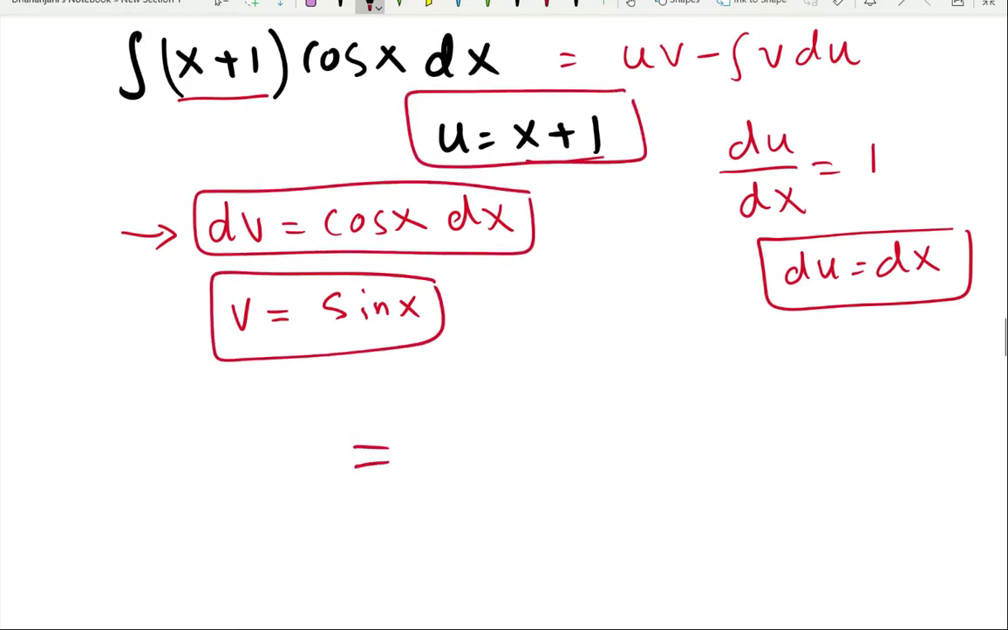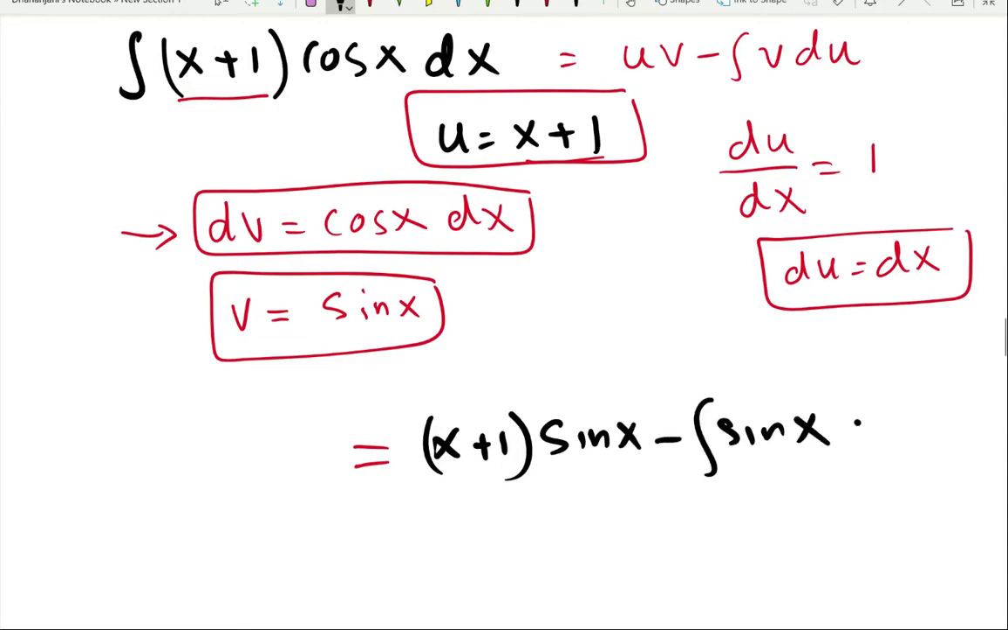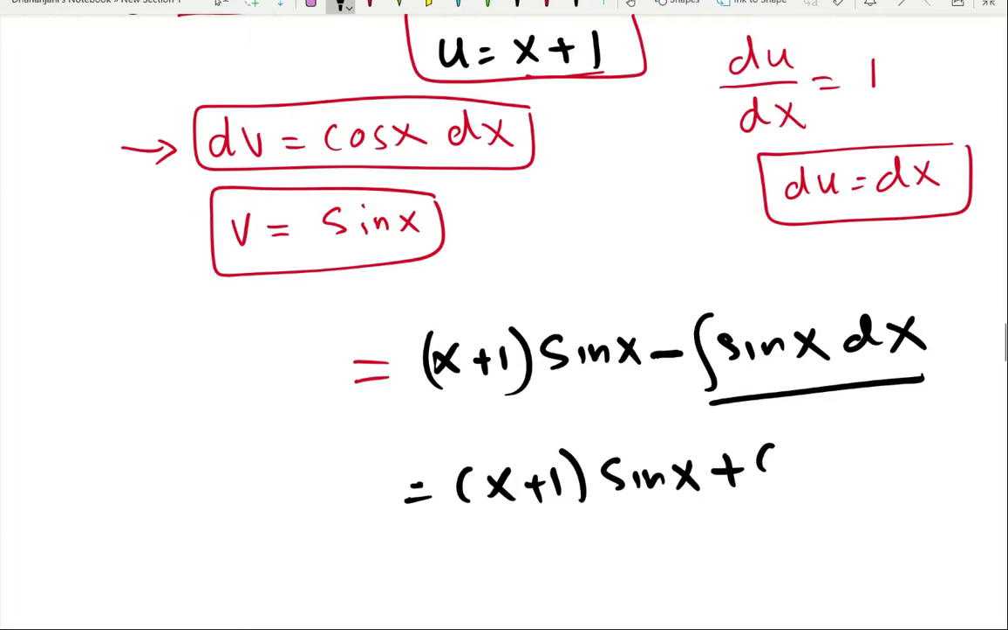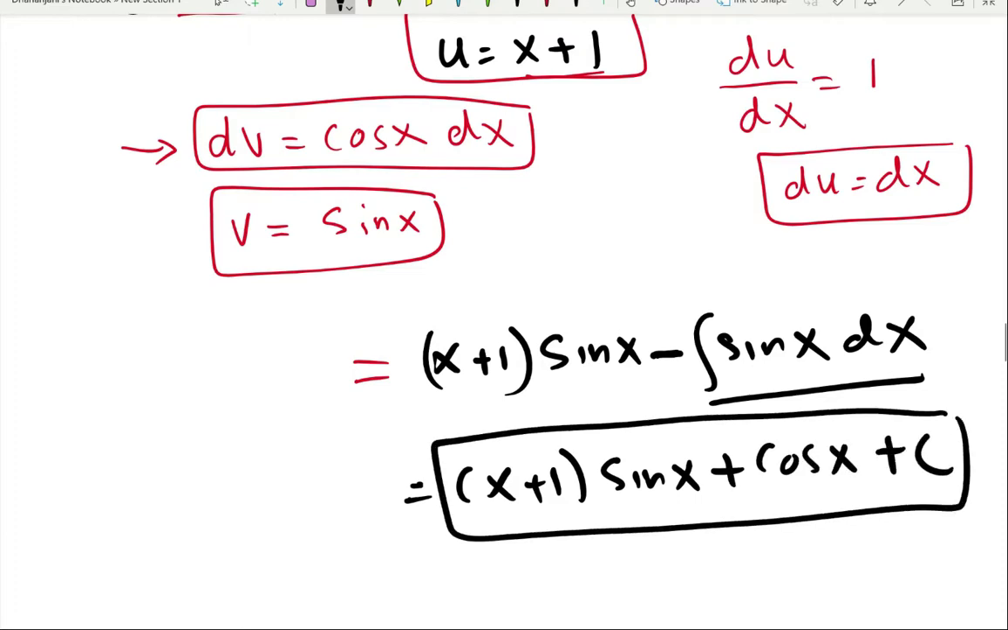Let's fill out the formula. So u is x plus 1, v is sine x, minus the integral of v, which is sine x, times du. What is du? dx. Now you check this integral whether you can simplify it or not. Can you simplify it? No, there's only sine x. So now let's just integrate sine x. If you integrate sine x, you get negative cosine x. That negative and this negative become plus. So this is plus cosine x plus arbitrary constant c. So this is the answer.